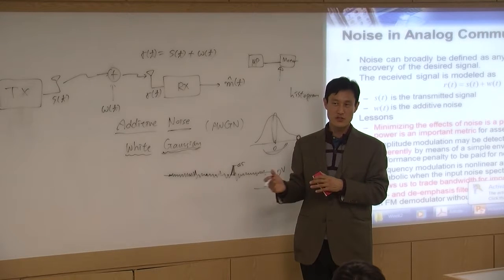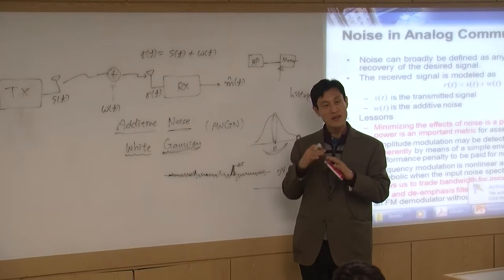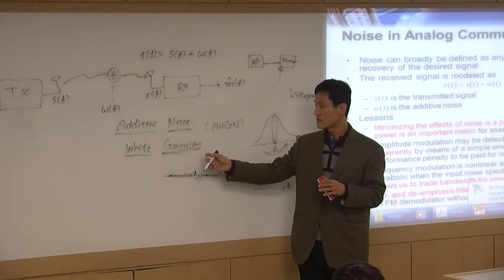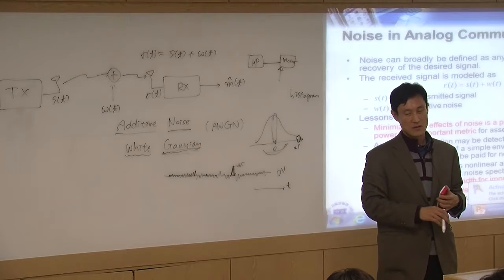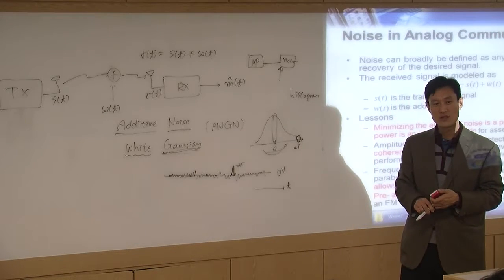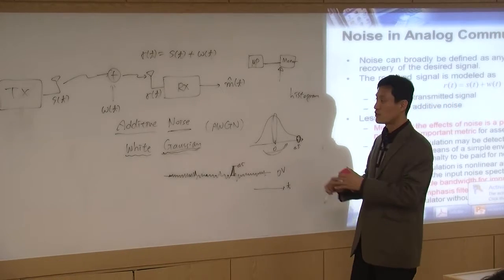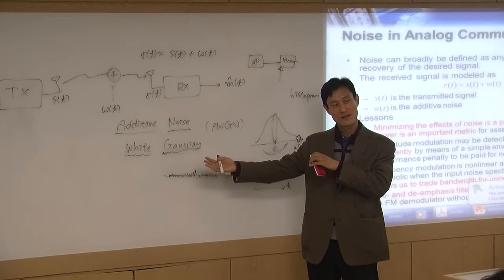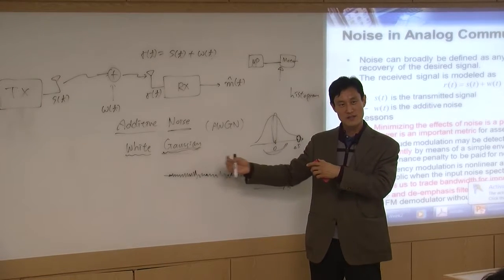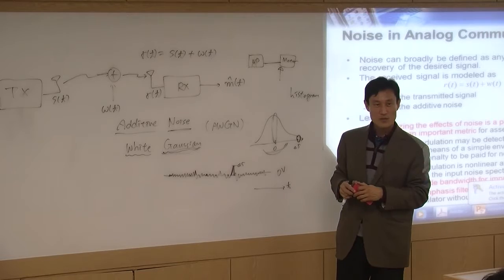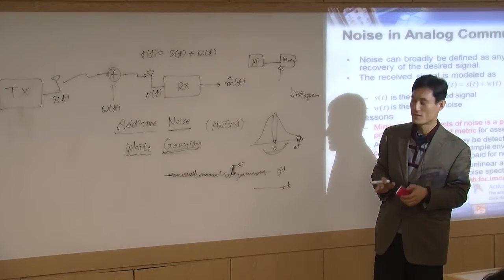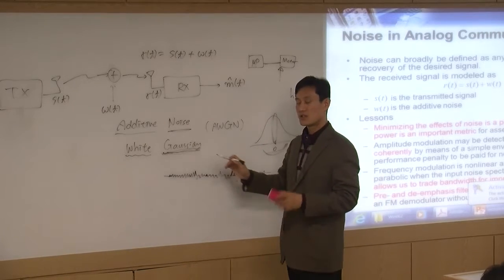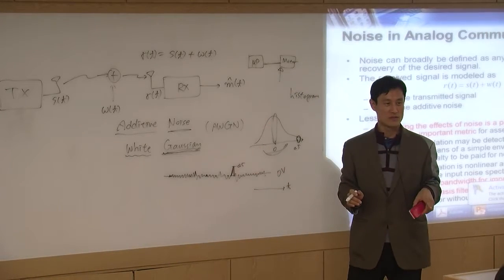Is there any other distribution? Of course, there are many distributions in the noise. This is not all the noise. There's a Laplacian distribution. There are many other noises with many other distributions. But we are looking at the simplest one, the easiest one. That's why we are only looking at this one. So this one tells you the distribution of the amplitude of the noise.